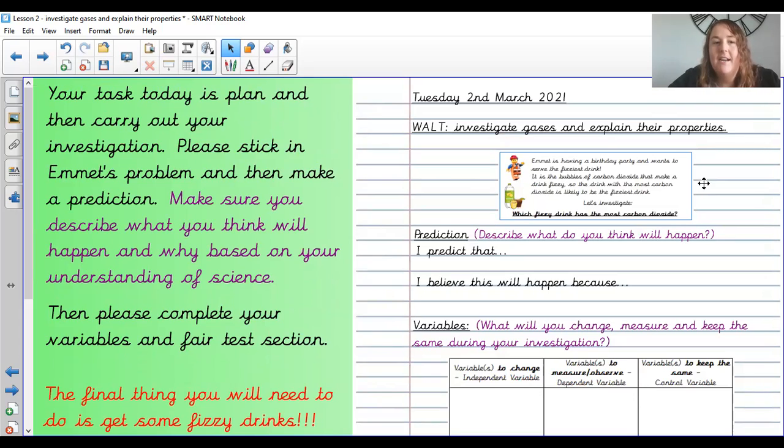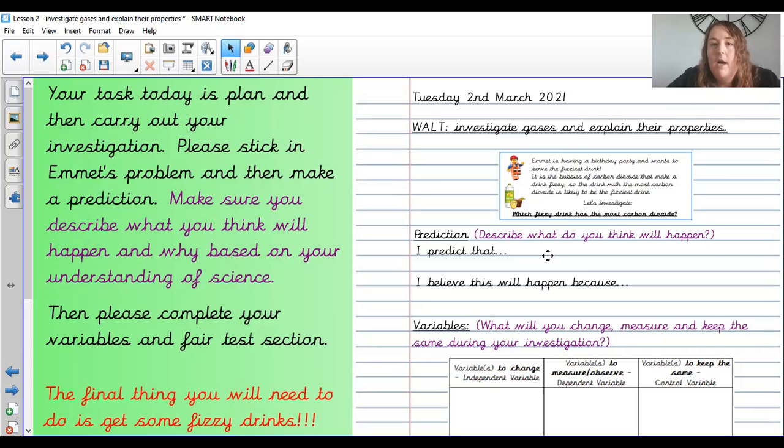You've got Emmett's sticker on the problem on the page, and you're going to need to do a formal investigation. So again, you make your prediction, you do your variables, and then you carry on. So it says, please make sure you describe what you think will happen and why based on your understanding of the science. So before you do anything, you need to decide what fizzy drinks you'll be using and what you think will happen, and then complete your fair test and variables.